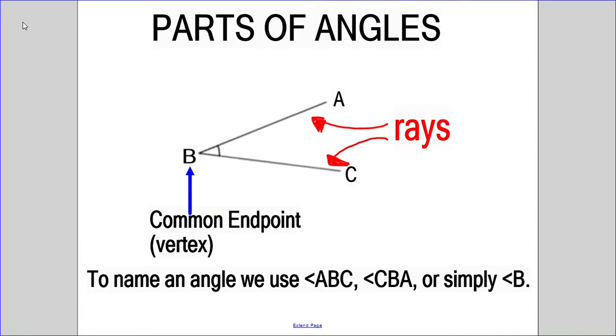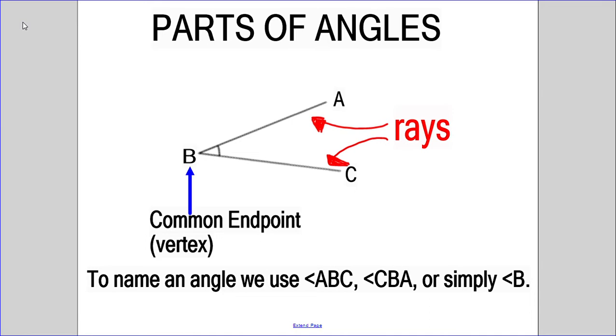So we have some different parts of angles. We have a common endpoint, which we call a vertex. To name this angle, we use certain terminology. Normally what we do is we start at what's called a ray, and rays are just lines.